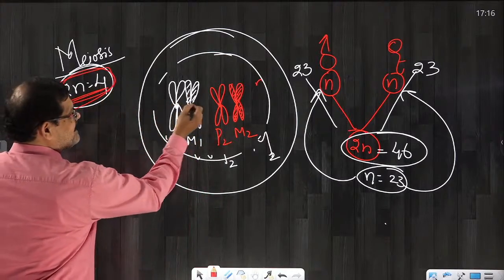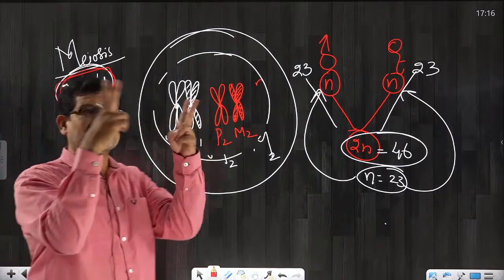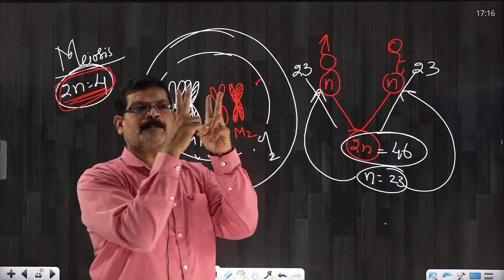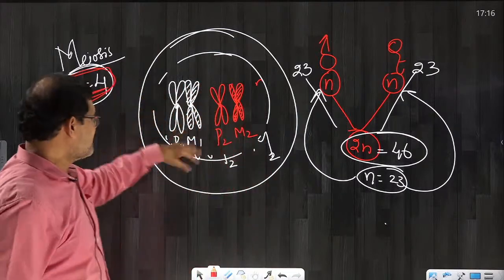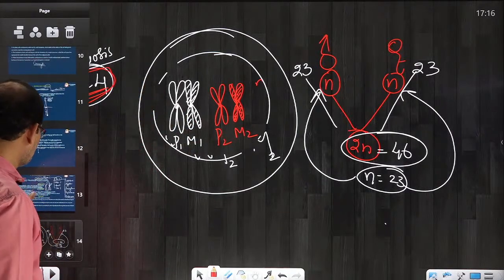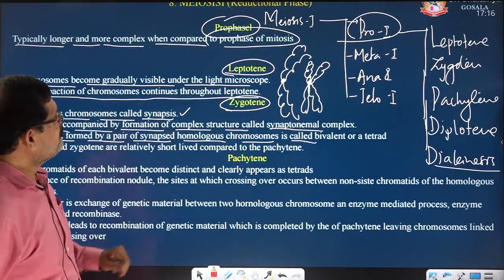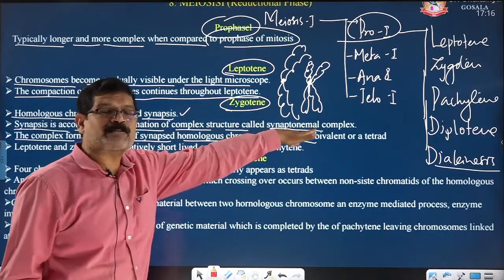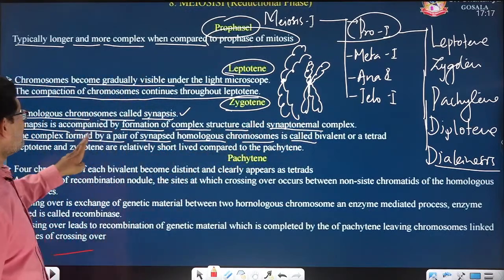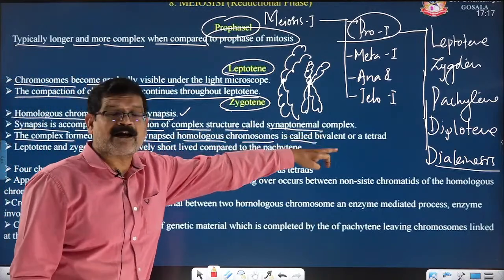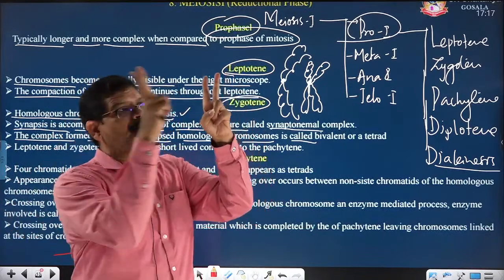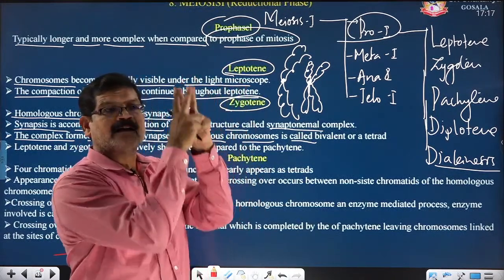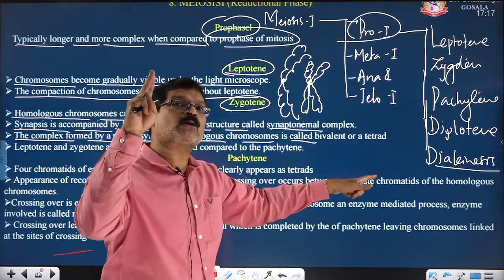Here you can check it. This and this are combined. I cannot show you the three-dimensional structure where it is combined, but I can show that this is one, this is one, and both combine together to form a bivalent. That is the point mentioned here. Synapsis is accompanied by the formation of a complex structure called the synaptonemal complex. The complex formed by the pairs of synapsed homologous chromosomes is called a bivalent or tetrad. This is 2, this is 2, combined 2 plus 2, 4, which is called a tetrad, or bivalent. Univalents combine to form a bivalent. This bivalent, also called a tetrad, means 4 chromatids are present.